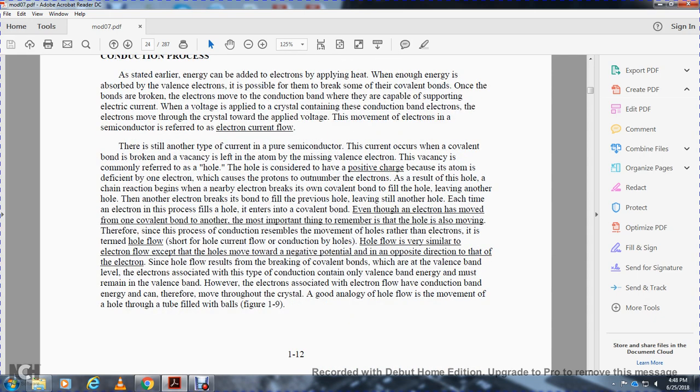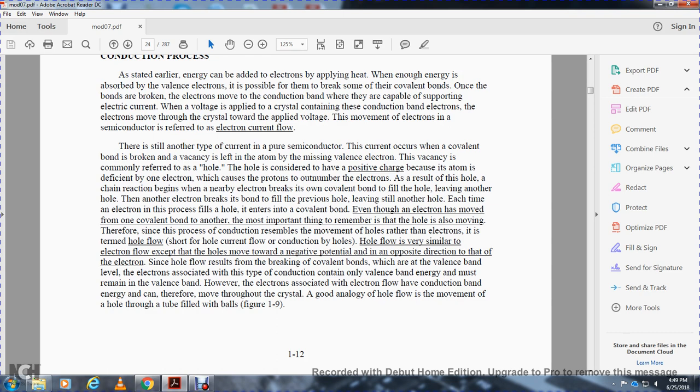There is still another type of current in a pure semiconductor. This current occurs when a covalent bond is broken and a valence electron is missing from the atom. The missing valence electron, the vacancy, is commonly referred to as a hole. A hole is considered a positive charge because the atom with a deficiency of one electron has an excess of positive charge, like a proton. A nearby electron breaks out of its covalent bond and fills the hole, but in doing so leaves another hole. Another electron then breaks its bond and fills the previous hole, leaving still another hole.